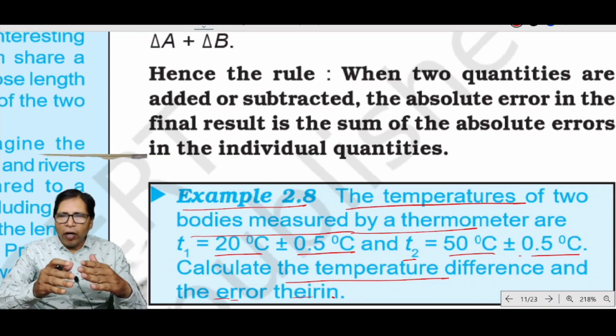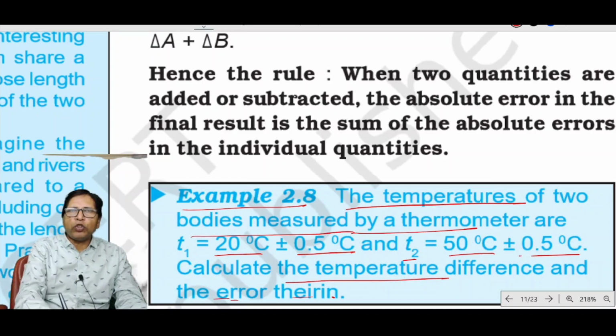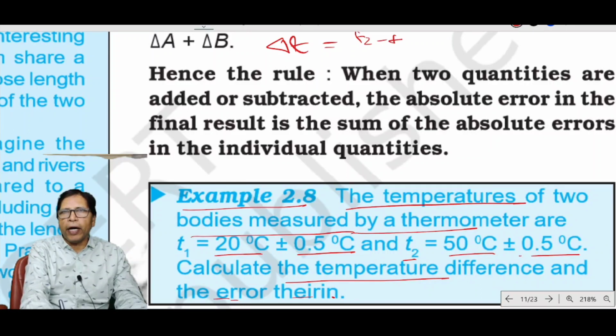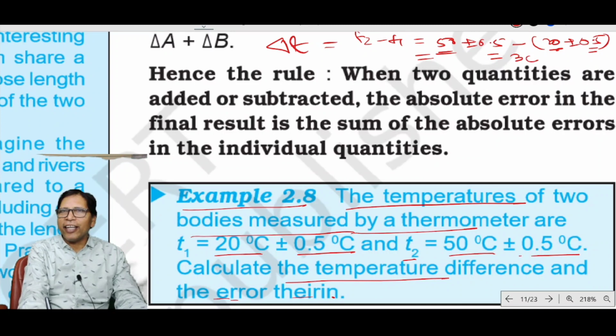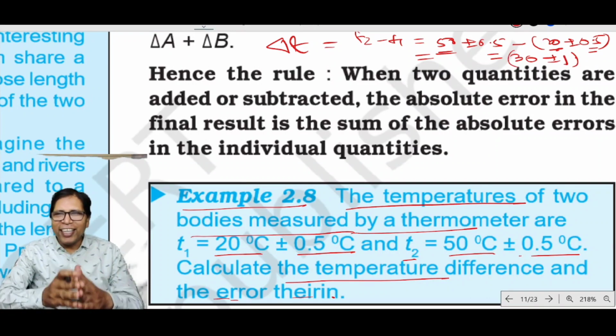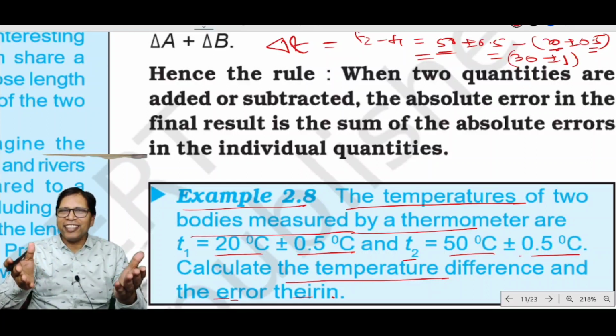Now look at this for error. The difference of temperature, delta T, equals T2 minus T1. So this is 50 plus minus 0.5 minus 20 plus minus 0.5. Here the numbers are subtracted but the error is always added. So this is 30 plus minus 0.5 plus 0.5, so this is 1. So the error in measurement is 1 degree Celsius and the difference is 30 degrees Celsius. Okay.